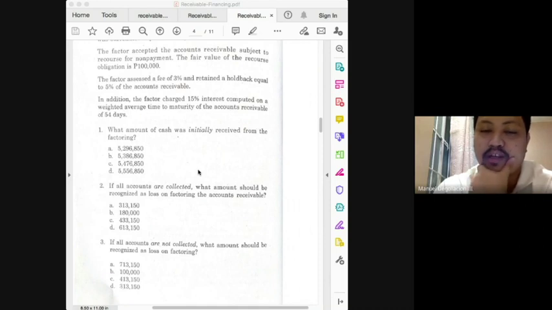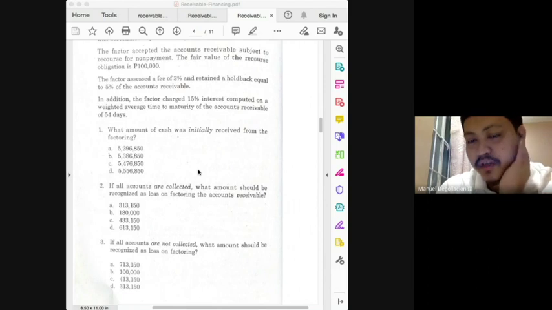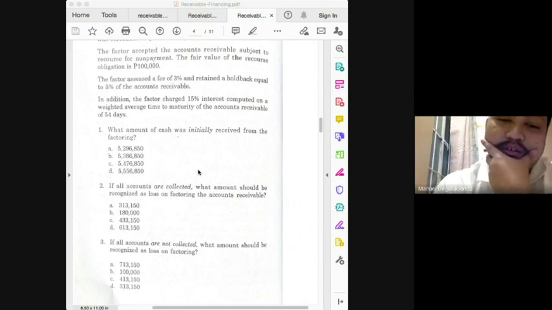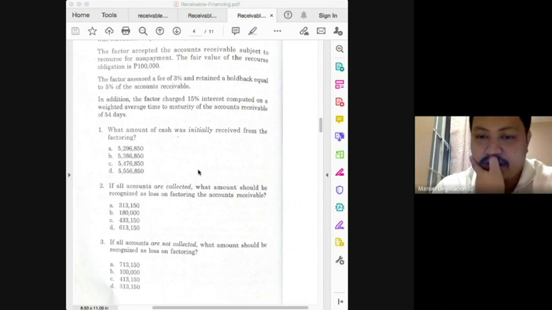We will include the recourse liability. But here we are already told that all the accounts were collected, so that means the recourse liability will not materialize. So we'll reverse the previous 100,000 component of our loss on factoring.